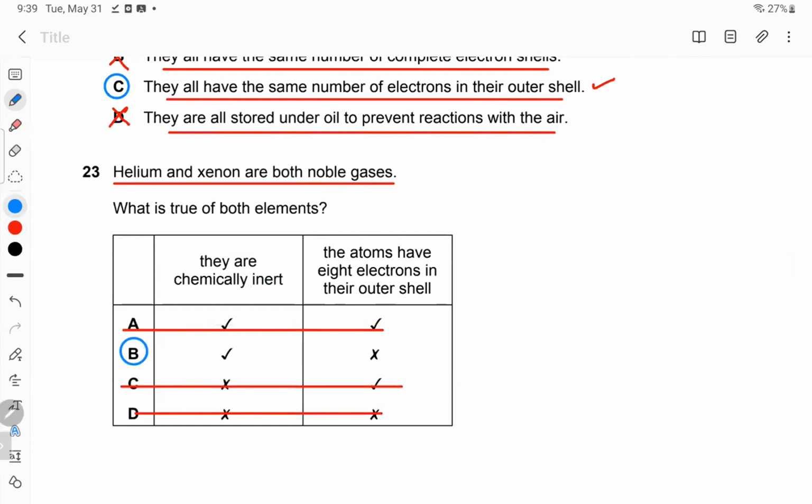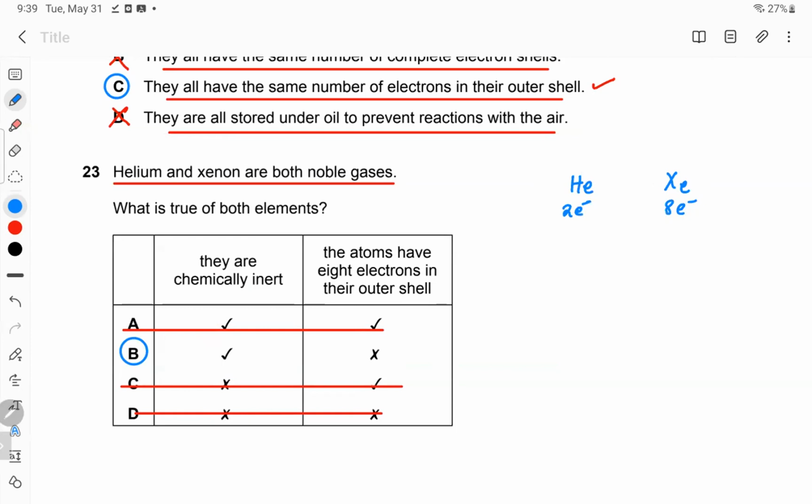Why? Yes, who can tell me the explanation why B is the correct answer and why A is wrong? Helium doesn't have 8 electrons in the outer shell. Yes, because helium has the first shell as its outer shell, and that first shell has 2 electrons only. So it has 2 electrons in its outer shell, and xenon has 8 electrons in its outer shell. So that's why A goes wrong.